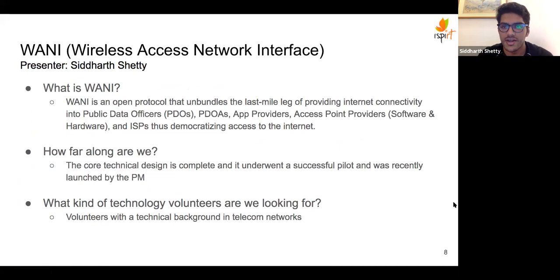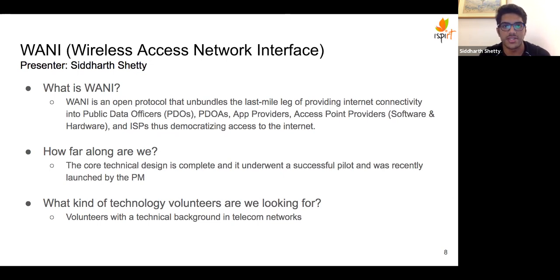So diving straight in, I'm going to talk to you about WANI, which is the Wireless Access Network Interface. The idea behind WANI is very simple. Today, large parts of India, especially in rural areas, are connected on the back of fixed line connectivity. But the issue happens at the last mile. How does a consumer then actually access those fiber cables?